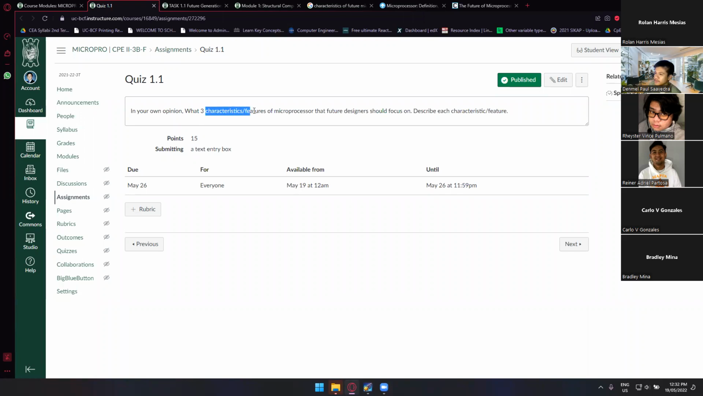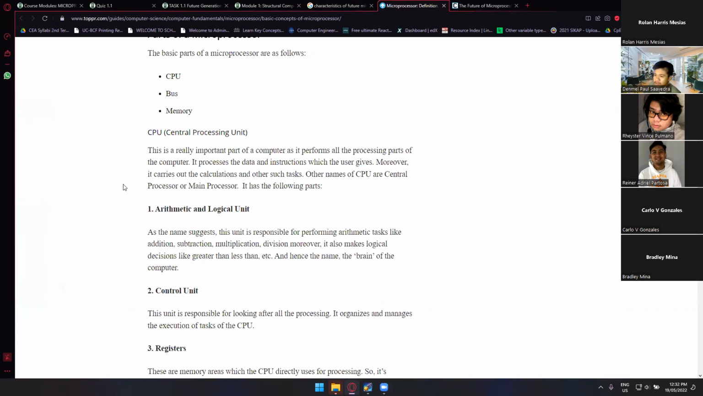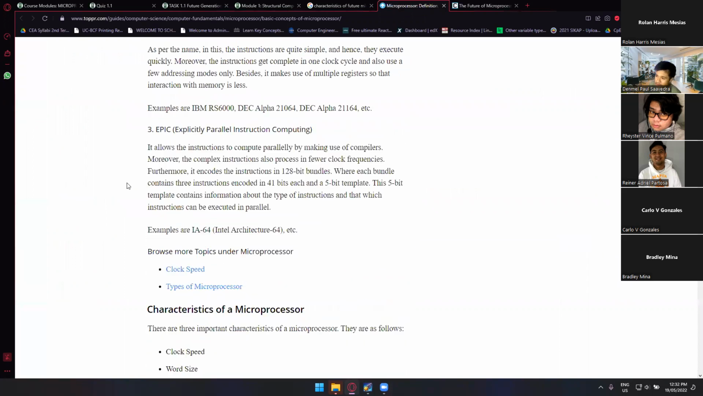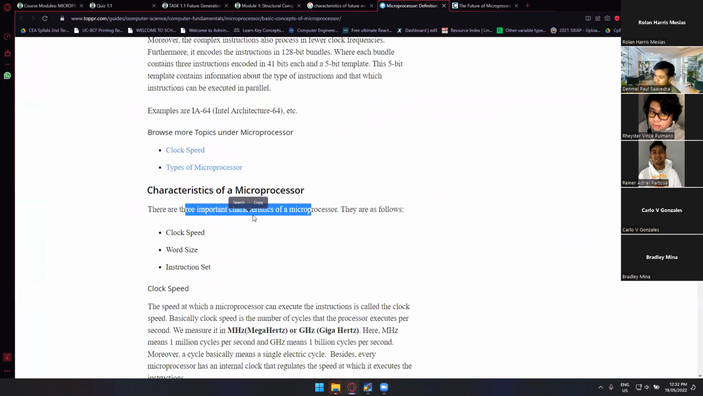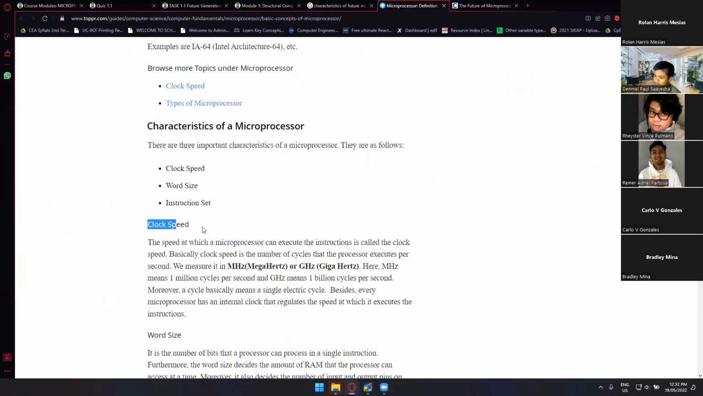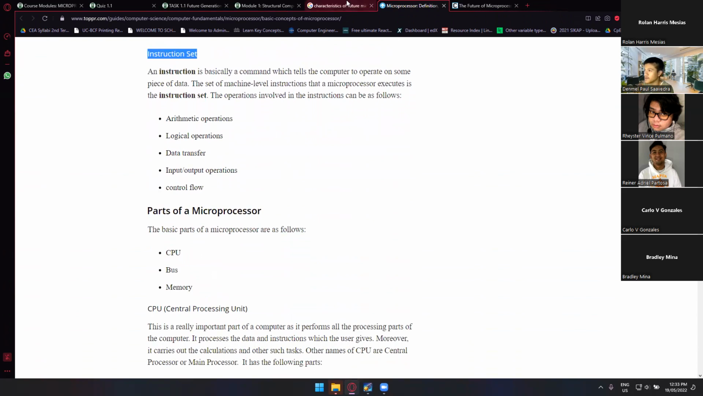Sir, parang masyadong broad yung pinapakuha. Kasi when it comes to characteristics, we only have three. And then I also found out that there's actually only three. And it's really three important characteristics of the microprocessor: clock speed, word size, and instruction set. Buti sana kung meron pang iba.